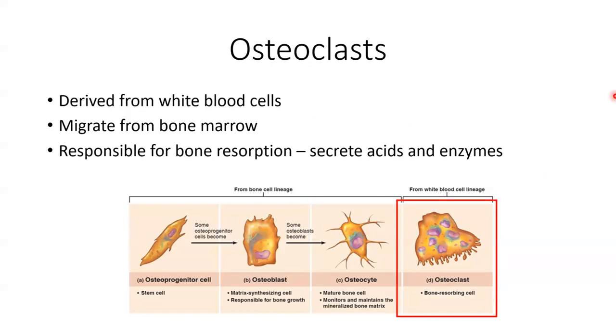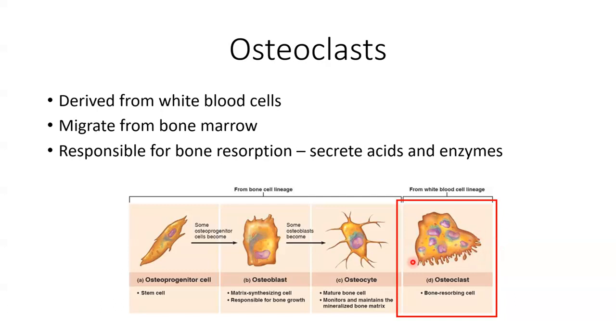Lastly, we have our osteoclasts, and these are actually really big bone cells. They're derived from white blood cells, and they originate when as many as 50 monocytes, which is a particular type of white blood cell, fuse together. Our osteoclasts will migrate from bone marrow into the bone tissue, and they're concentrated in the endosteum of a bone, so the lining of that medullary cavity on the inside of the bone.